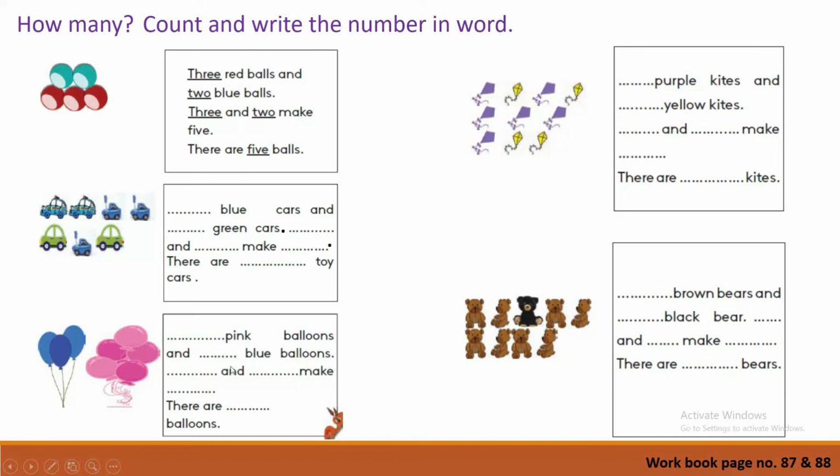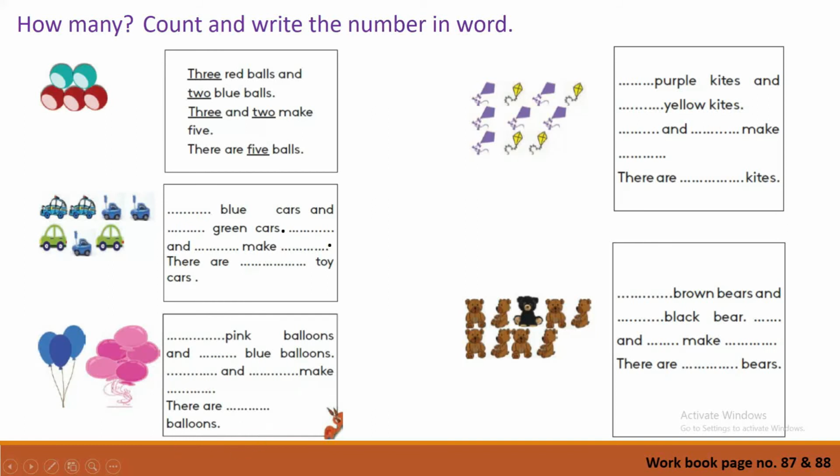Blue balloons. What are the numbers here? 5 and 3. 5 and 3 make, which number? Yes, very good. 8. Now we have to write the word 8 on this blank. 5 and 3 make 8. Now you have to count all the balloons, blue and pink. How many altogether? Yes, there are 8 balloons. We have to complete the third sentence, the total number of balloons.